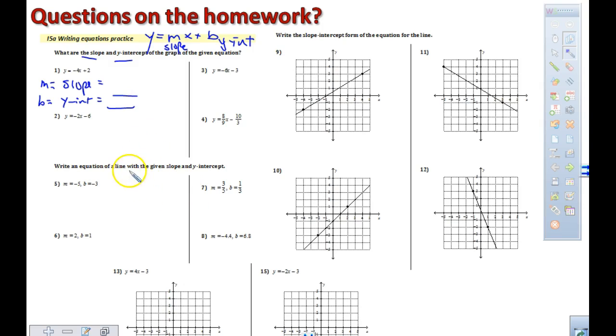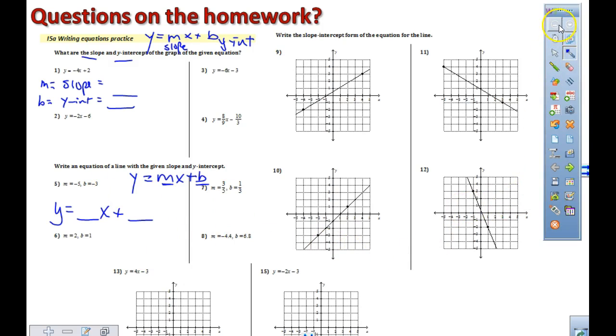The next part is to write an equation for a line with the given slope and y-intercept. So now just the opposite. They're telling me the m and the b, and so you're going to go to that equation, y equals mx plus b, and substitute in the number that is for m and the number b. And so your answer should always be y equals something times x plus the b value. So you're going to do that for questions 5, 6, 7, and 8.